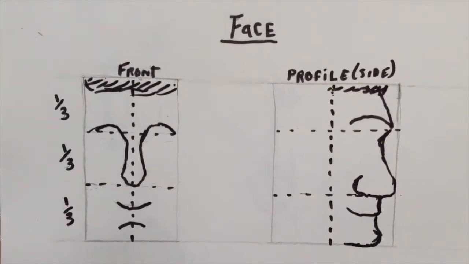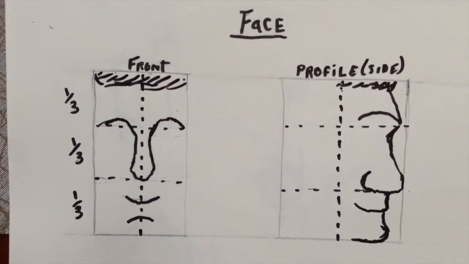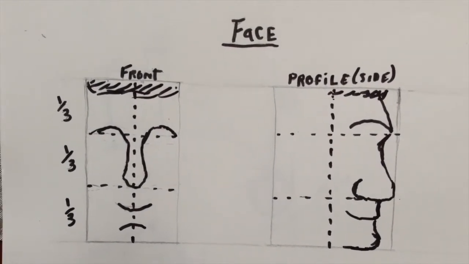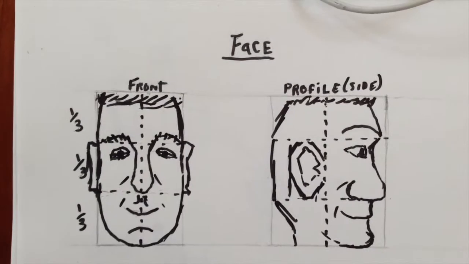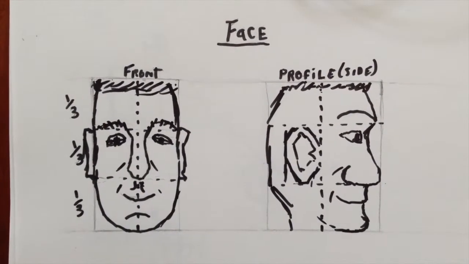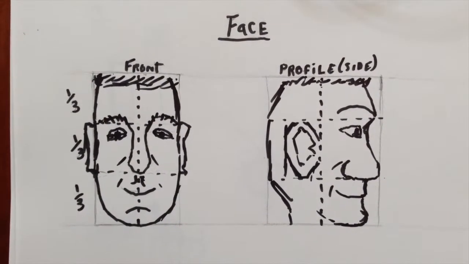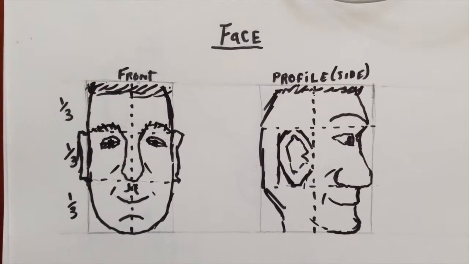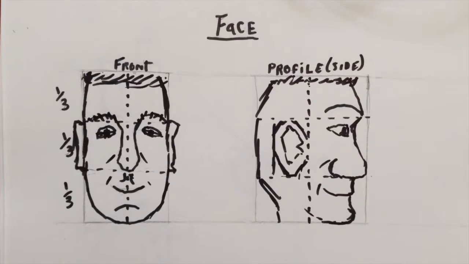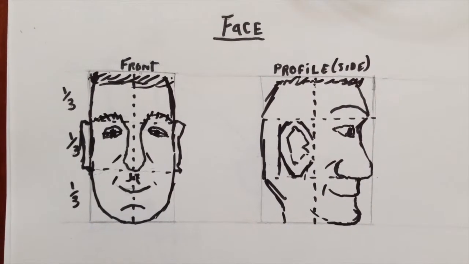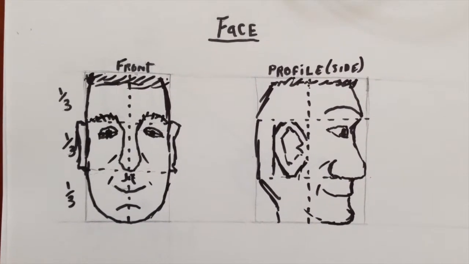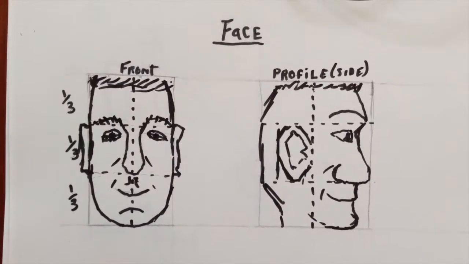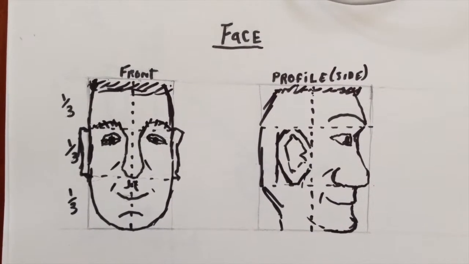And take a look at the front view and the profile view, and you can see the eyebrows are just a hair above. Notice that the eyes are evenly spaced on both sides of the nose. The eyes are the exact same length. The space between the eyes is the distance of one eye. The Caucasian eye usually has a slight slant to it.